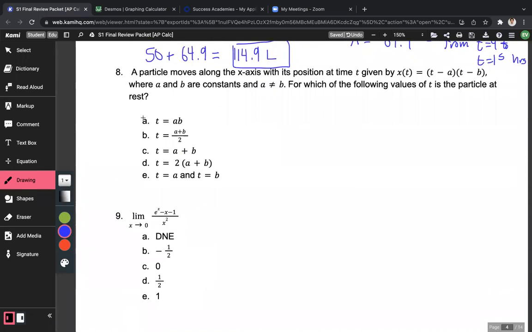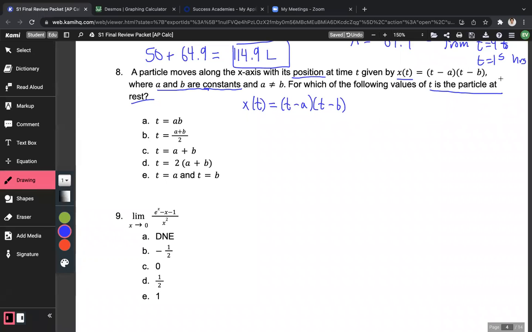Question 8, we've got a particle motion. And while it's not always the case that we want to distribute anytime we see some binomials here, I'm actually going to do that. So if I'm given my position function by x of t, a and b are just constants. It's probably worth noting, A does not equal B. We want for what values of t is the particle at rest?